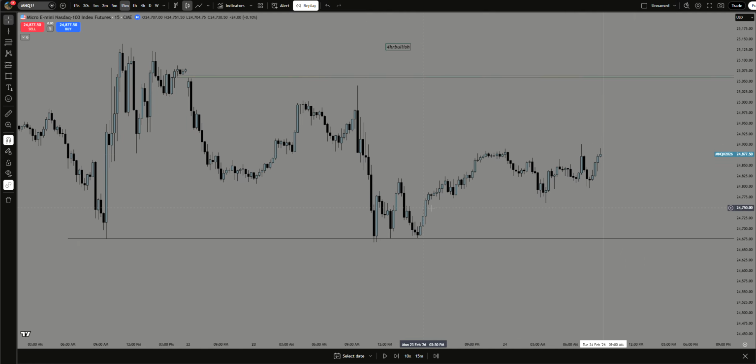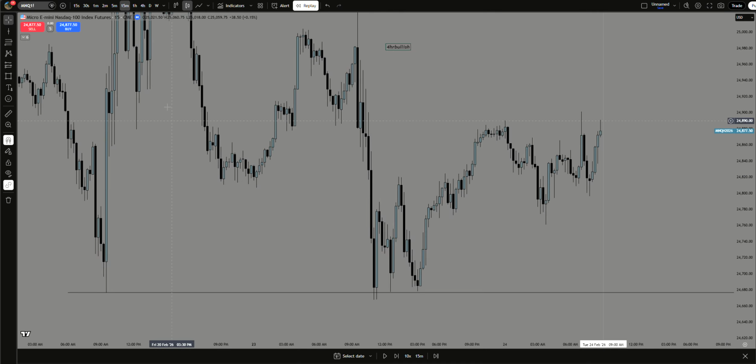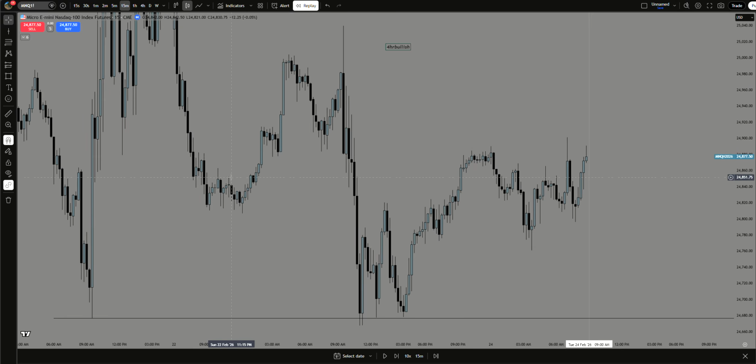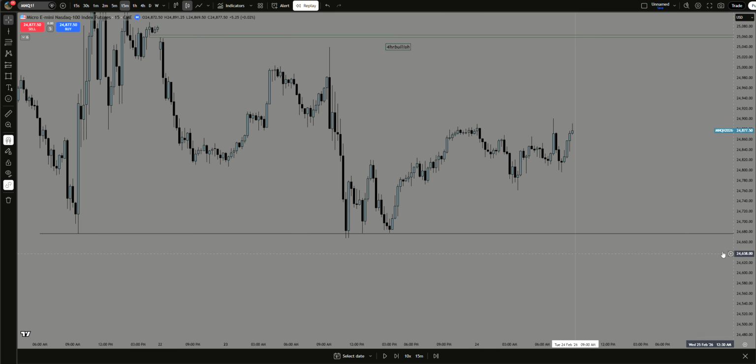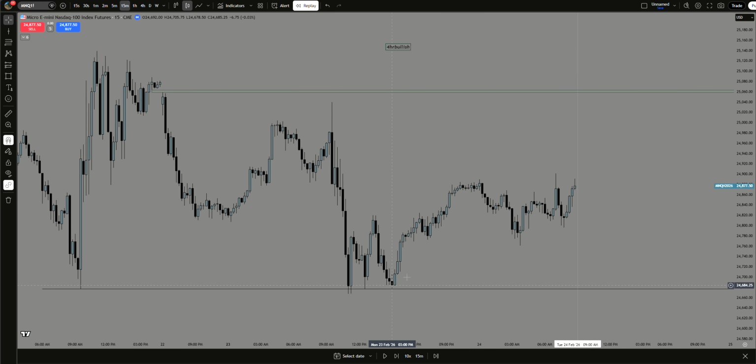However, what I will notate is how we got a breaker structure back to the upside. This pullback, and then we came back up, right? So then we got a shift back up here, and then we got a shift back down here. So we made this low. All right, so we came back into this 1-hour and 4-hour area yesterday, and then we bounced and started to come back up towards the top.